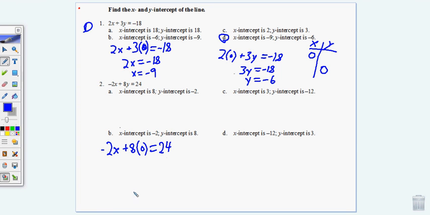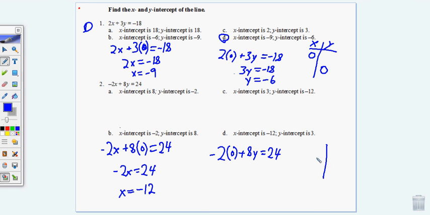Alright, so there it is. If I solve this equation, 8 times 0 is 0. I just have -2x equals 24. If I divide both sides by -2, I get 12, because 24 divided by 2 is 12. And since there's a negative involved, it's going to be -12. Alright, in the same way, if I want to find my y-intercept, I can plug a 0 in for my x value. It would give me negative 2 times 0 plus 8y equals 24.